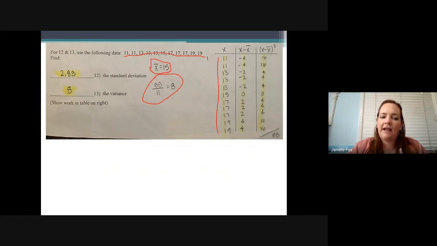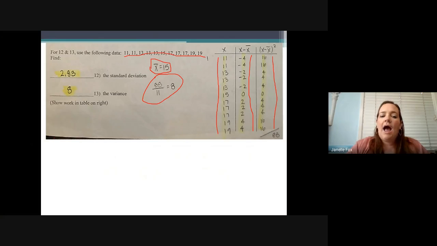Divided by 11, and I got 15. So then I went 11 minus 15, and then 13 minus 15, and then 15 minus 15, and 17 minus 15, and all that good jazz to get all of these values right here. I squared each of those values, and then I got 88.